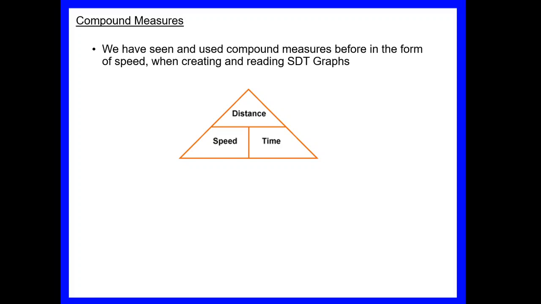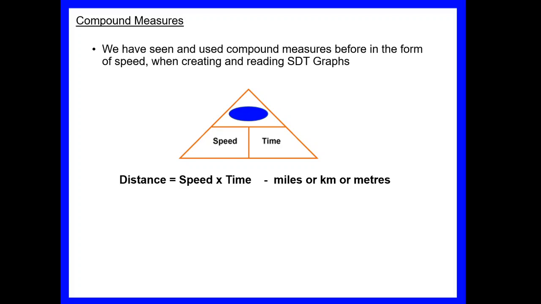So again, the way these triangles work then, if things are next to each other, they're multiplied, above and below they become divided. So if I want to find the distance, if I cover up distance, I'm left with speed and time next to each other, so it's the speed multiplied by the time.